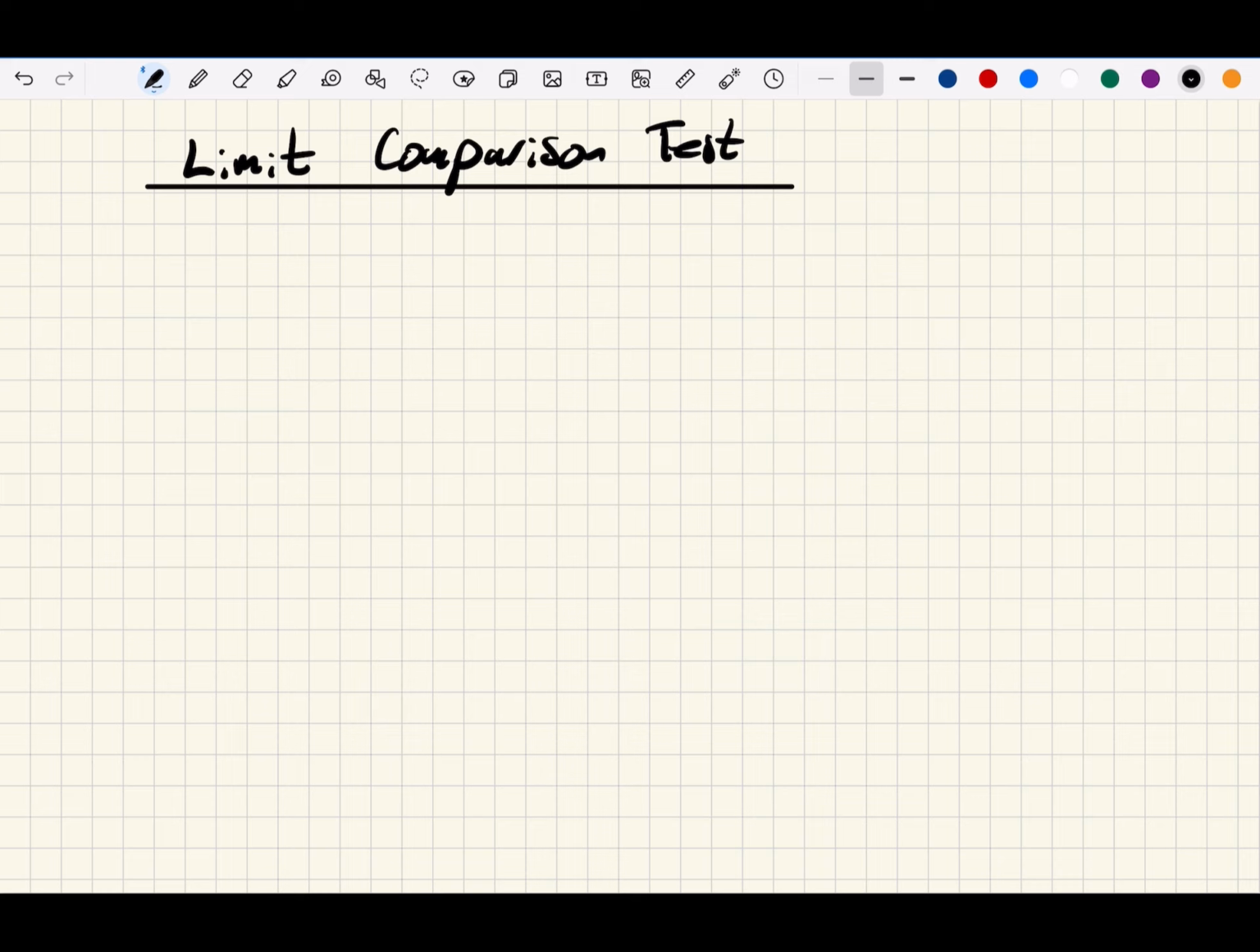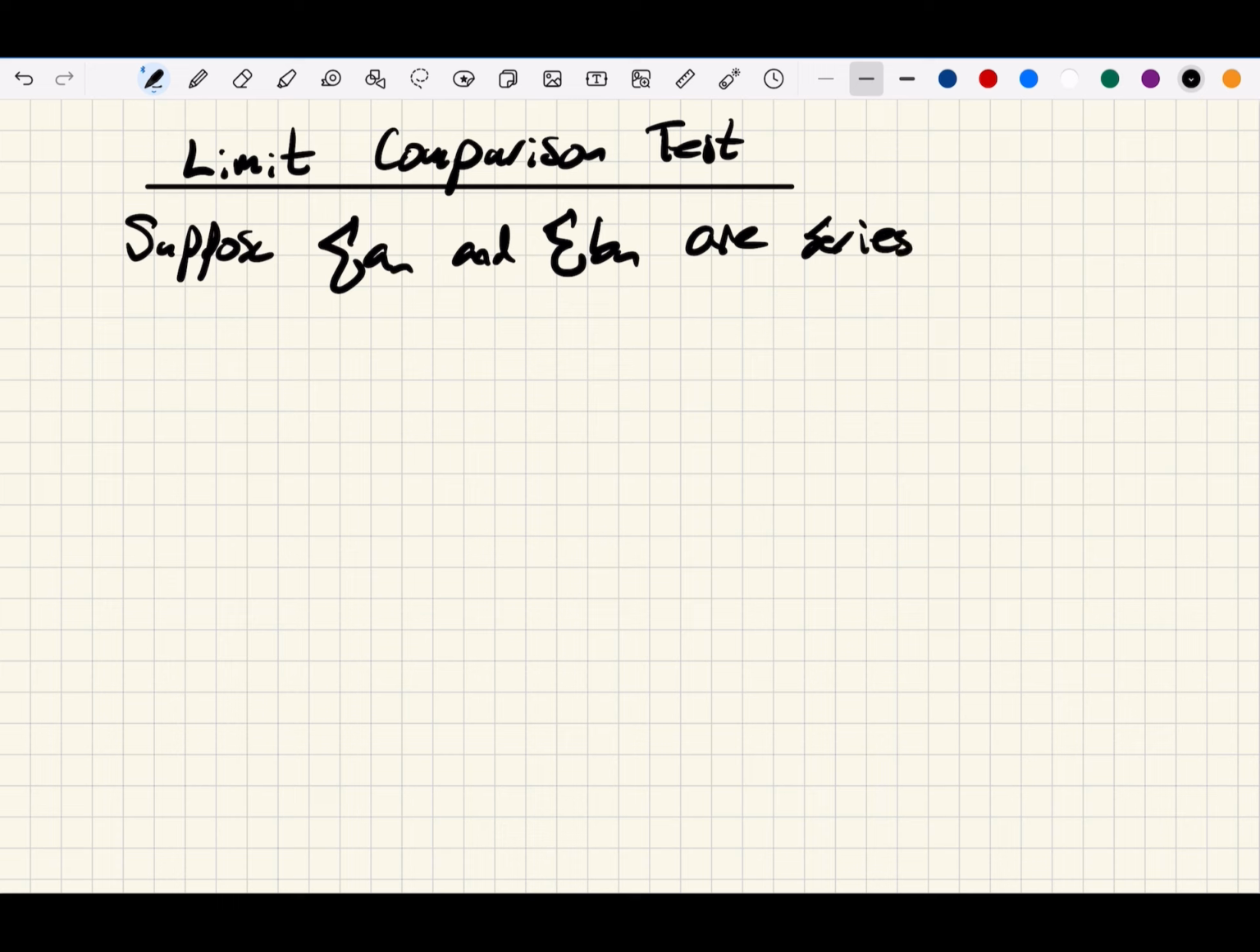Limit comparison test. The limit comparison test. Suppose the sum of a sub n and the sum of b sub n are series with positive terms.